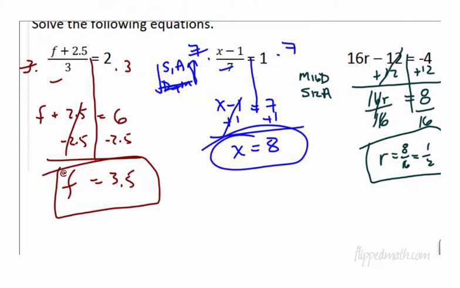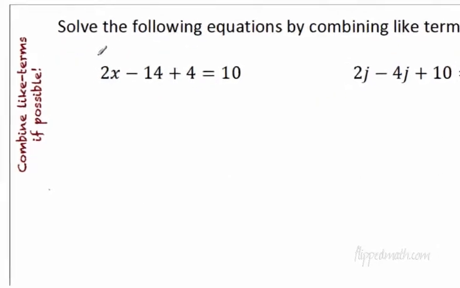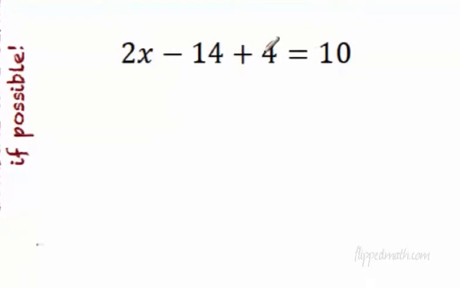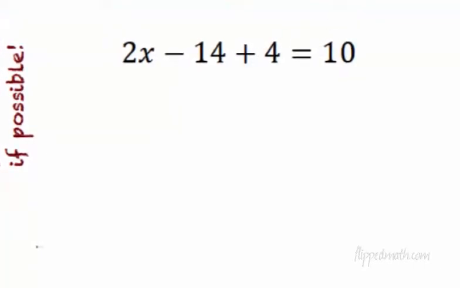Let's look at combining like terms. All right. When we combine like terms, we look at both sides of the equation. You should always combine like terms if possible. What does that look like? Well, it just means that you do subtraction and addition.